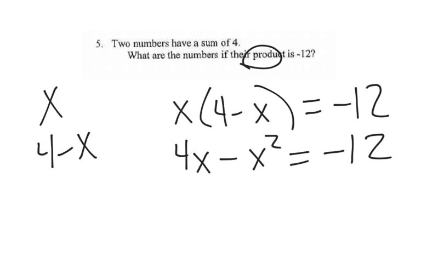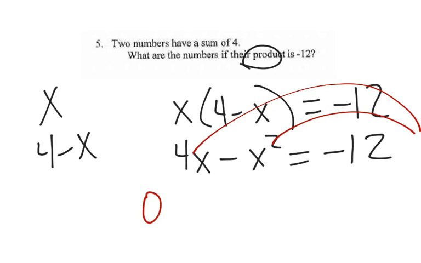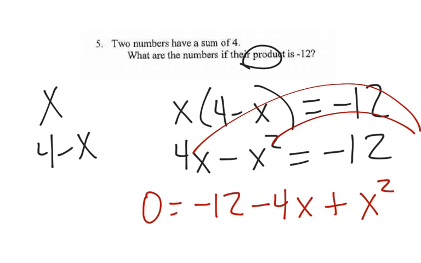I see an x squared, that tells me it's quadratic. I want everything on the same side, and I want x squared to be positive. So I'm going to move this and this. So 0 is equal to negative 12 minus 4x plus x squared. I'm going to go to y equal and put that in. Negative 12 minus 4x plus x squared. Look at your graph. Yes, it has 2 solutions.